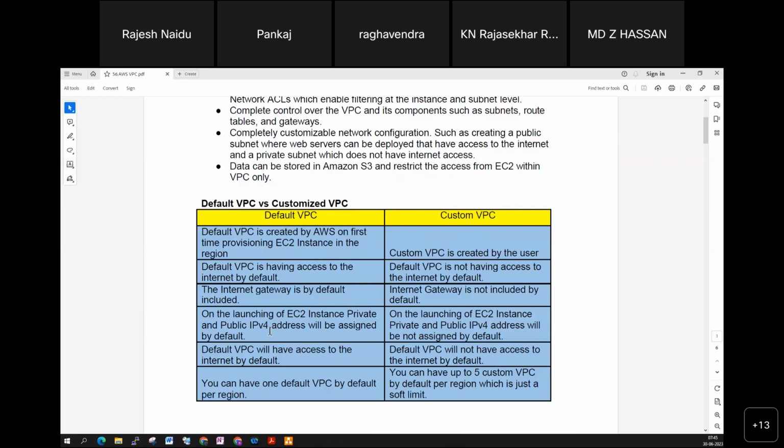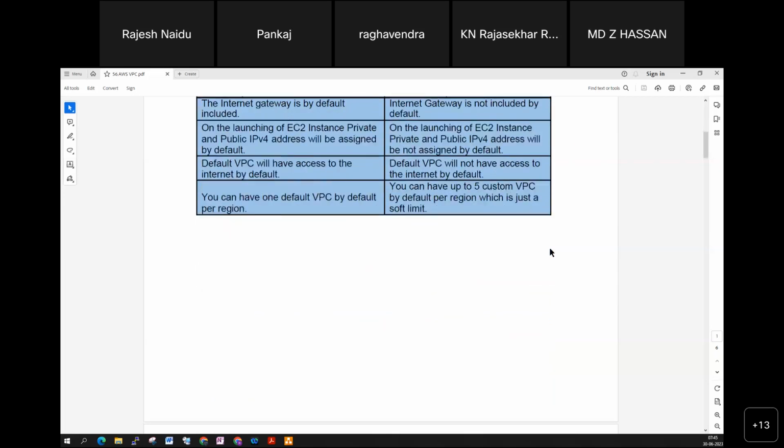But in a real-time environment, we are not using the default VPC. Custom VPC, based on your taste, you are creating it. But a lot of knowledge is required to create a custom VPC. I will tell how to create it.